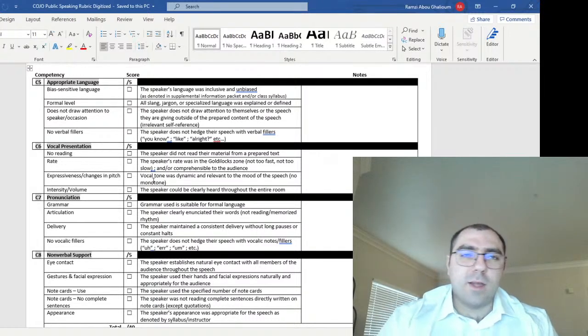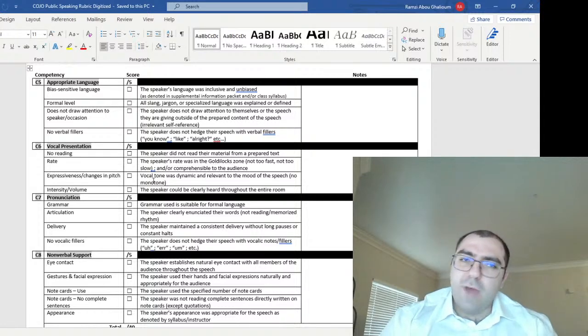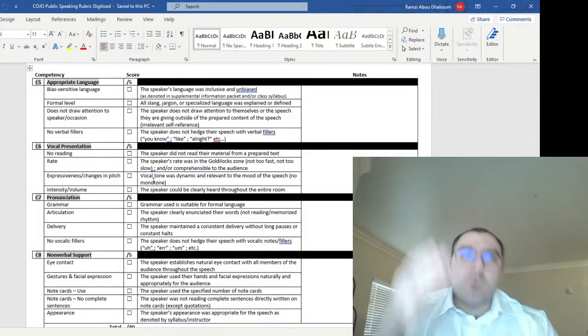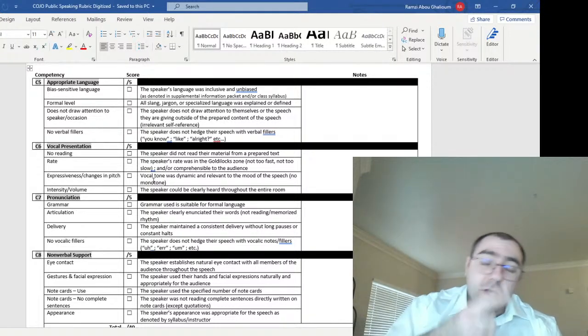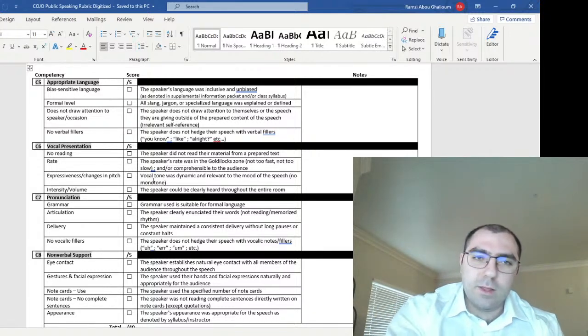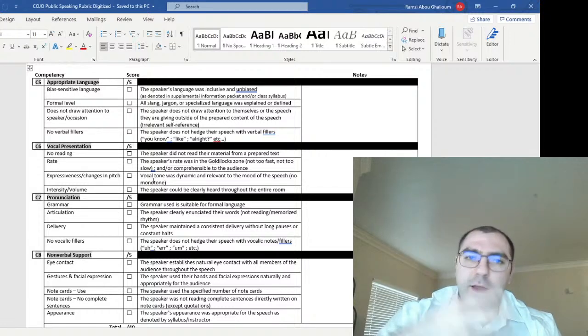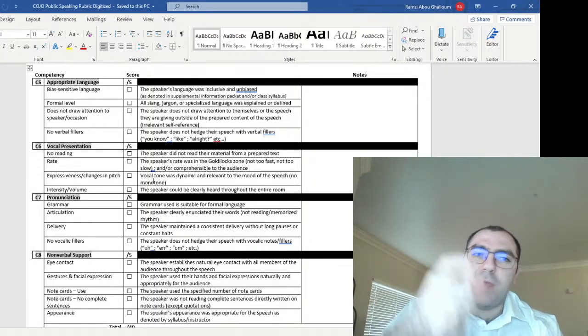Delivery: the speaker maintained a consistent delivery. Again, you're in the Goldilocks zone. You weren't speaking too fast. You weren't speaking too slow. You weren't halting your speech all the time by umming and ahhing. And the next one there is no vocalic fillers. Again, like I said, a lot of these criteria feed into each other.